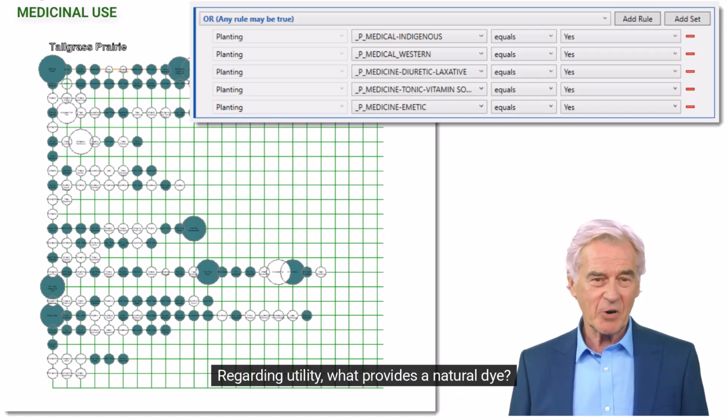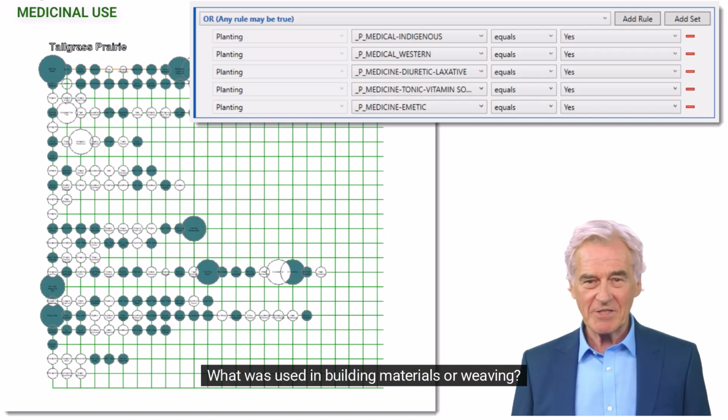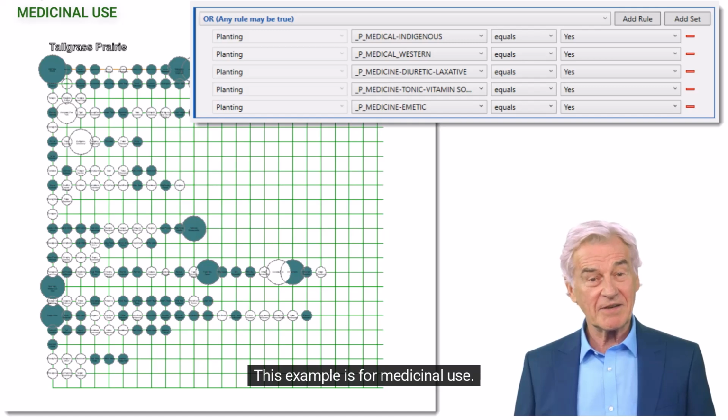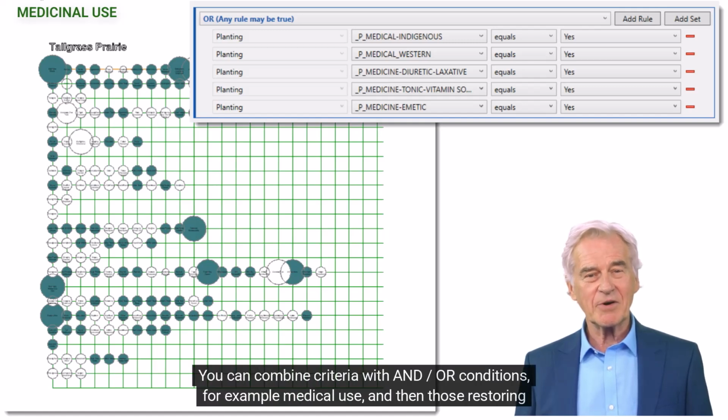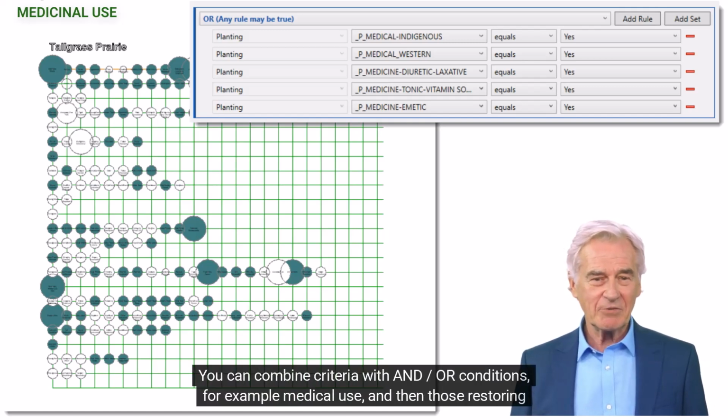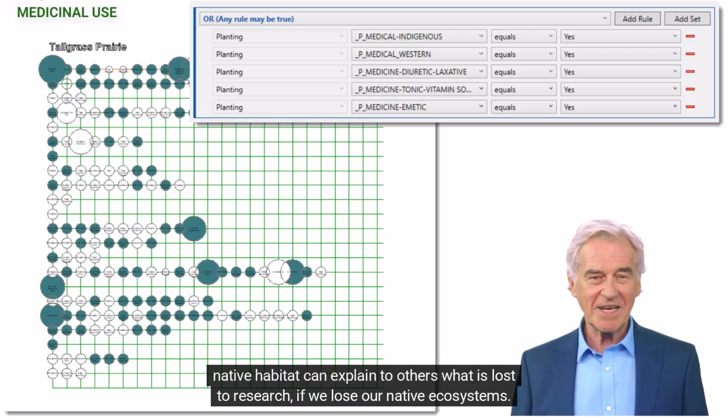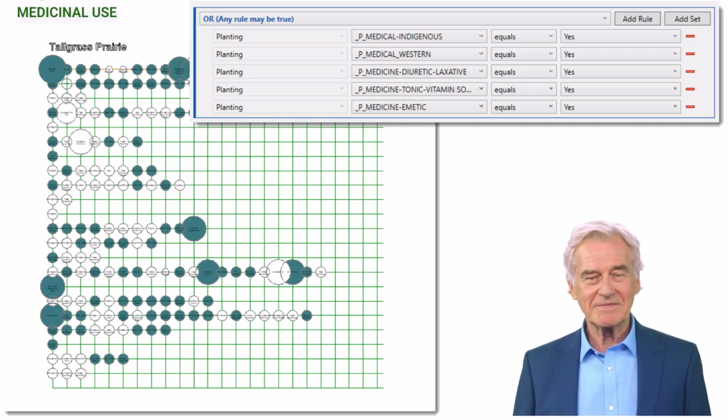Regarding utility, what provides a natural dye? What was used in building materials or weaving? This example is for medicinal use. You can combine criteria with and/or conditions, for example medical use, and then those restoring native habitat can explain to others what is lost to research if we lose our native ecosystems.